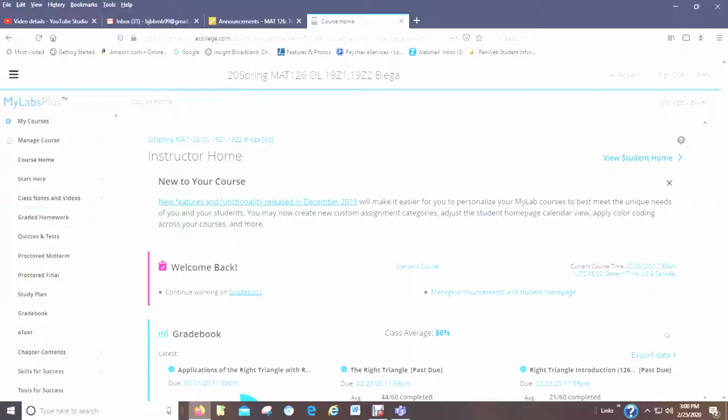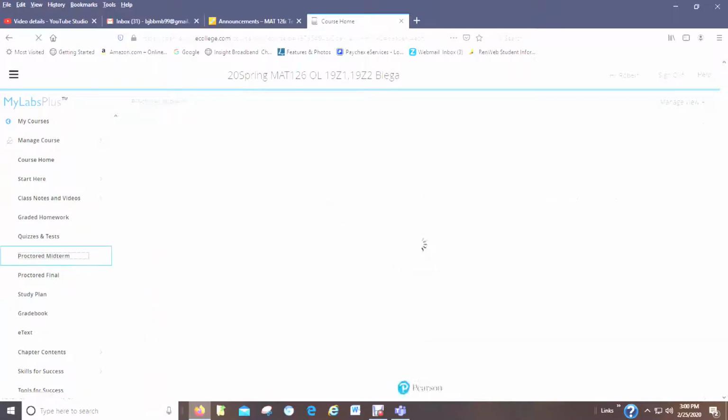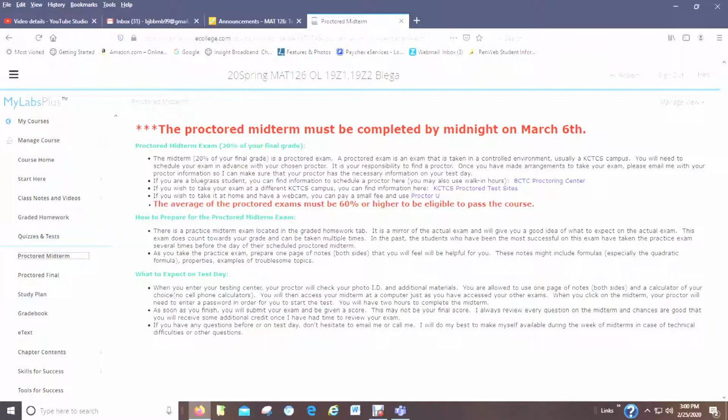So I want to go over a couple of things here. One is the midterm exam info. If you're not sure and you haven't looked as I have suggested, or maybe you just couldn't find it, go to the proctored midterm tab, and this gives you your information about the proctored exam, what to expect. There's links on where you can go.